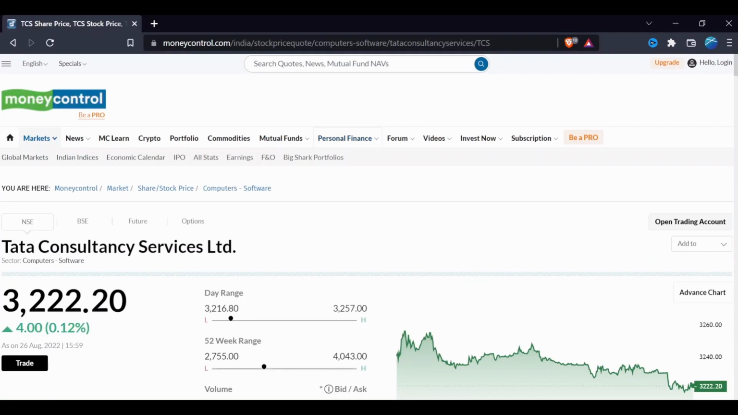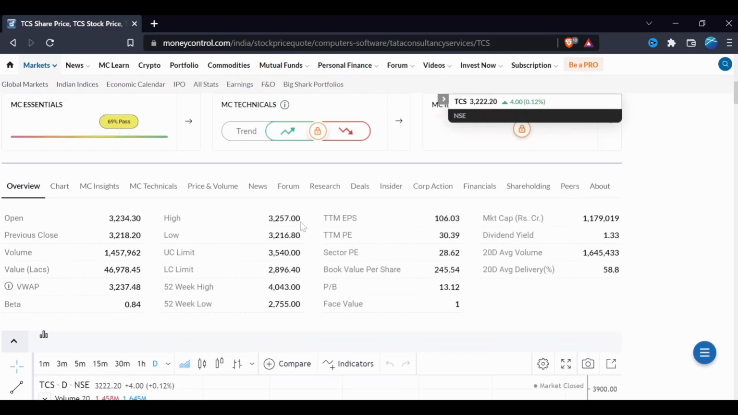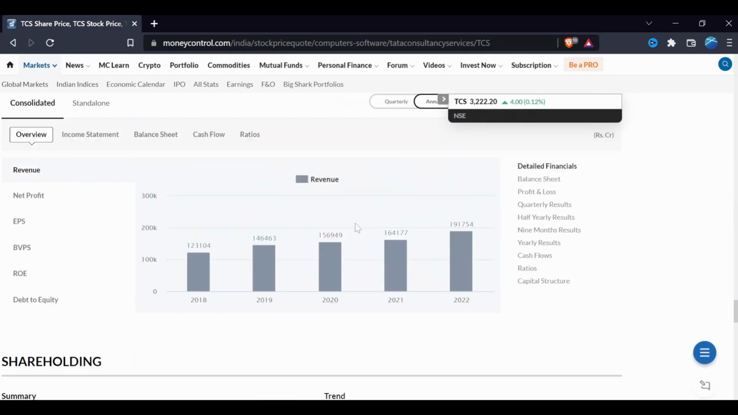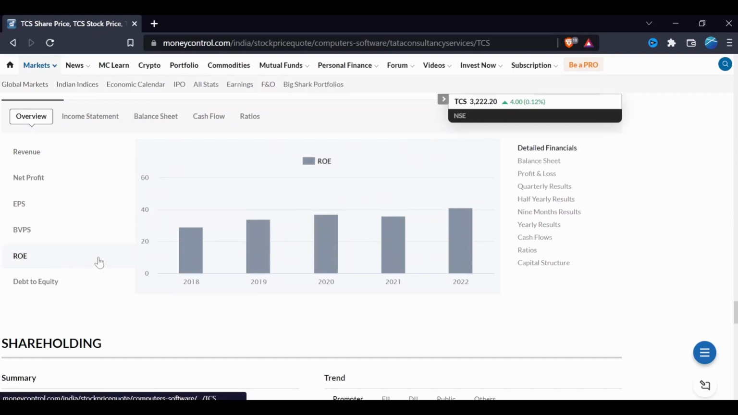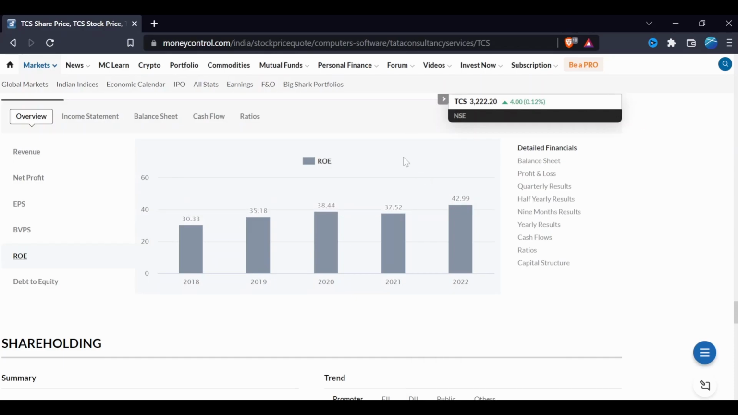Now the second stock is TCS. Now let's get to the financials. ROE is more than 20% for the last 5 years. The last 5 year average is 36%, which is very good according to our steps. So we can invest in this company according to our first step.